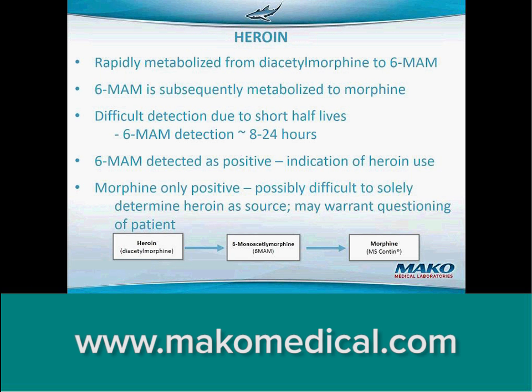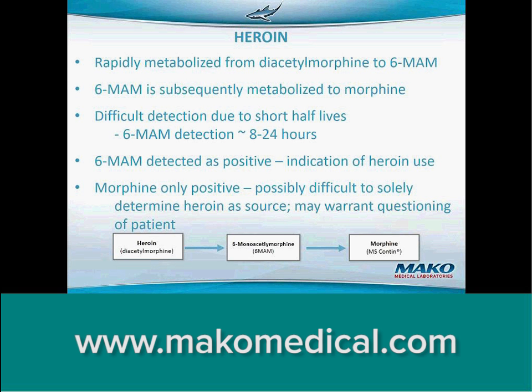So now we're going to go through each individual source and provide a little bit of background on those, as well as some detection times. Heroin, also known as diacetylmorphine, is rapidly metabolized from diacetylmorphine to 6-monoacetylmorphine, which is oftentimes referred to as 6-MAM. 6-MAM is then subsequently metabolized to morphine. Diacetylmorphine and its metabolite 6-MAM have very short half-lives, thus making detection difficult. The typical detection time there is 8 to 24 hours.